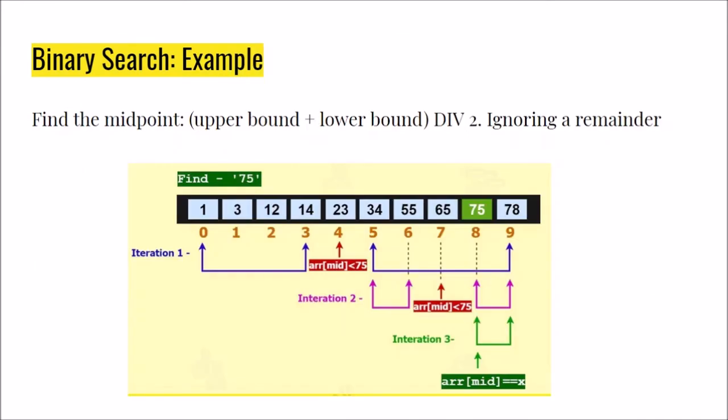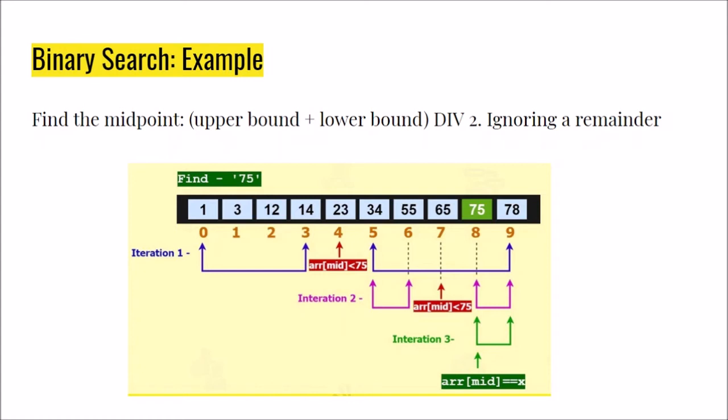All right, so let's look at something a little bit simpler, and we're looking at diagrams. So as I was saying, we find the midpoint by doing the upper bound plus the lower bound, divided by 2, div 2. When we're using that operation, it's a mathematical operation, we will be disregarding the remainder, ignoring the remainder in that case.